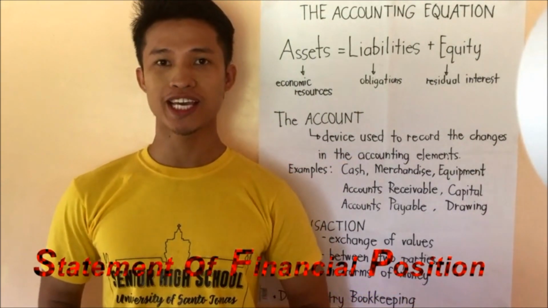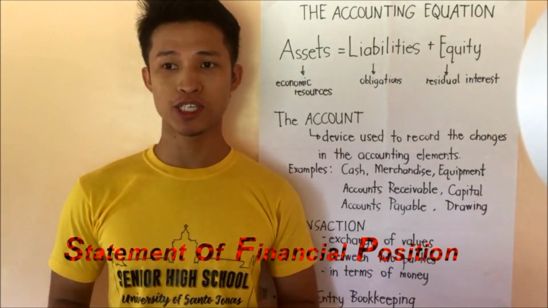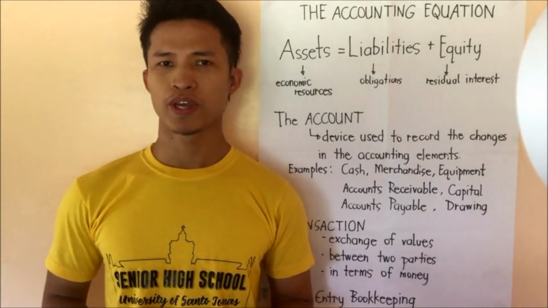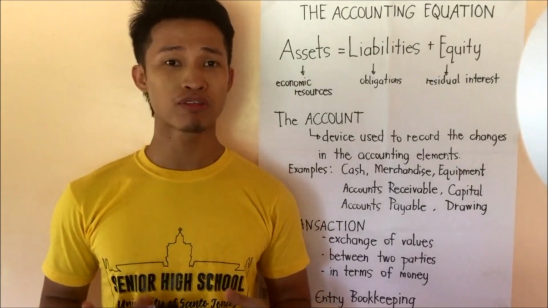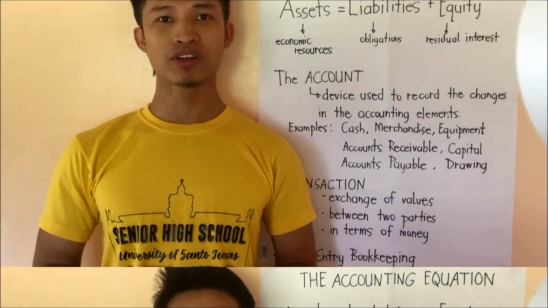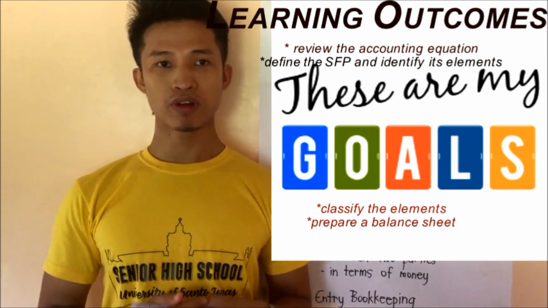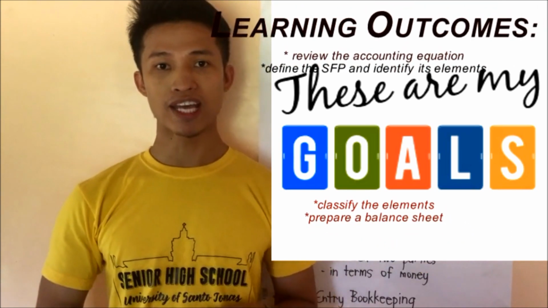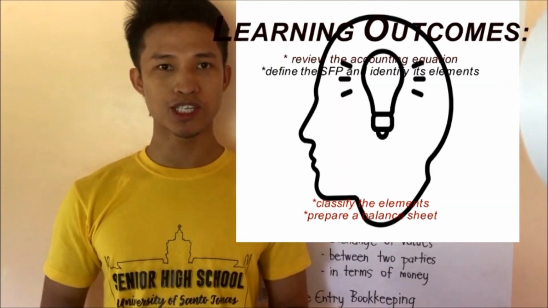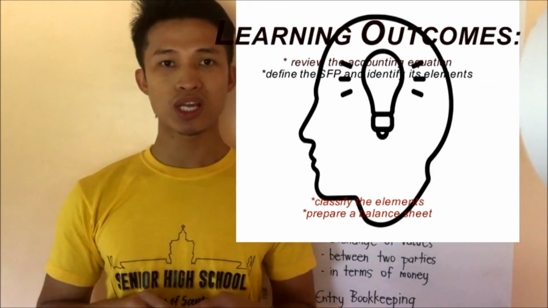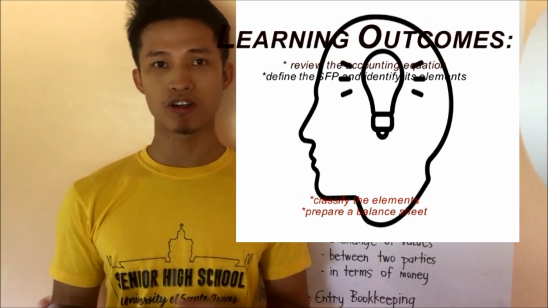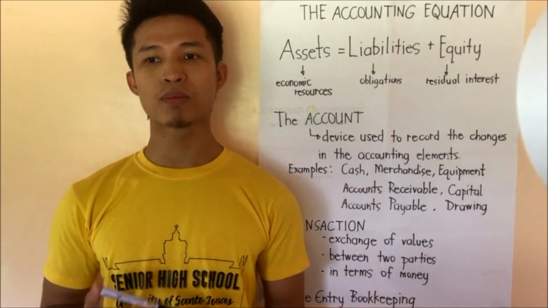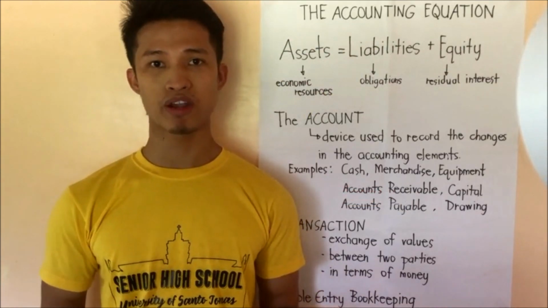Alright, our lecture for today is all about the statement of financial position. It's always important to know your objective, so you can ask yourself later what you have learned and what you still have to learn. So our learning outcomes: number 1, we're going to review the accounting equation. Number 2, we're going to identify the elements of the statement of financial position. And number 3, we're going to classify the elements into current and non-current. And of course, if you know those things, you will be able to know how to prepare the statement of financial position.